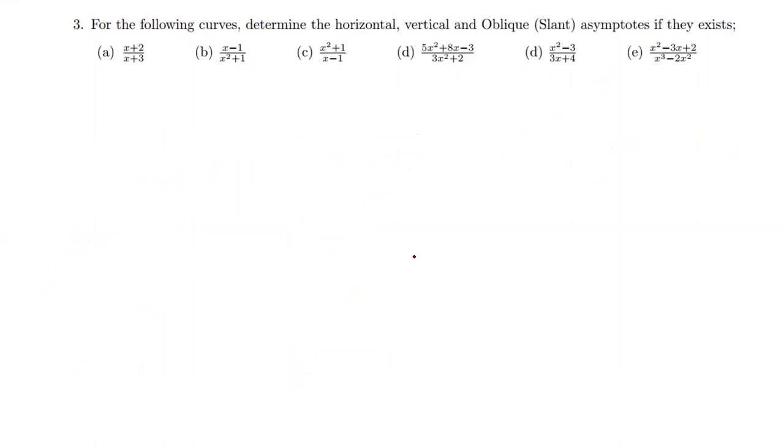Here the question is saying, find, for the following curves, the horizontal, vertical, and oblique asymptotes, if they exist. The oblique is sometimes called the slant asymptote. If you see this "if" condition, it means that some of the questions here have one of these missing, the vertical, horizontal, or the oblique, meaning some of the questions do not have all of these.